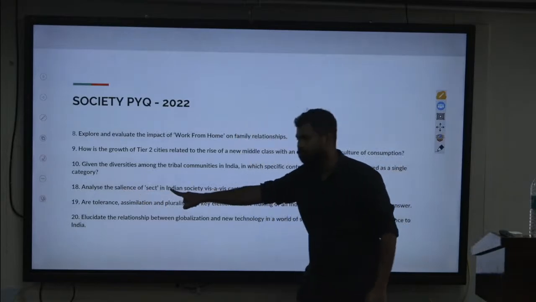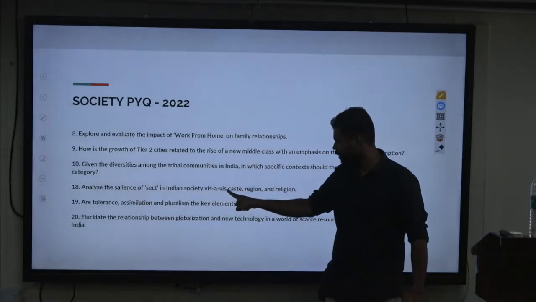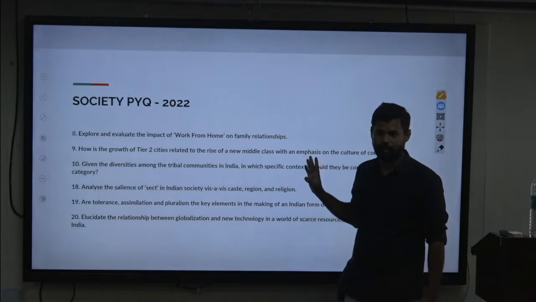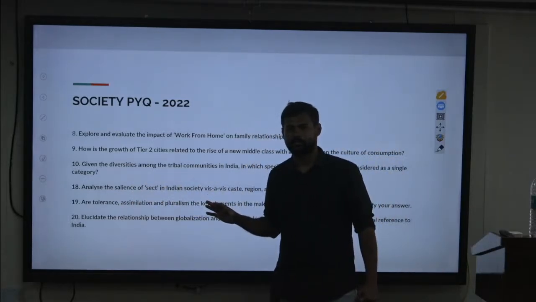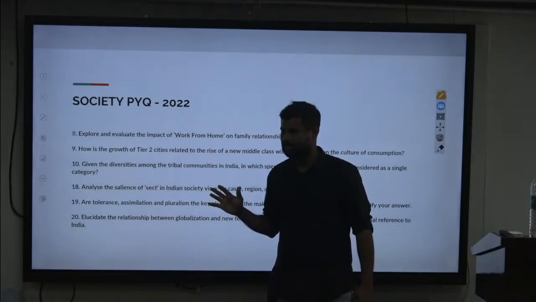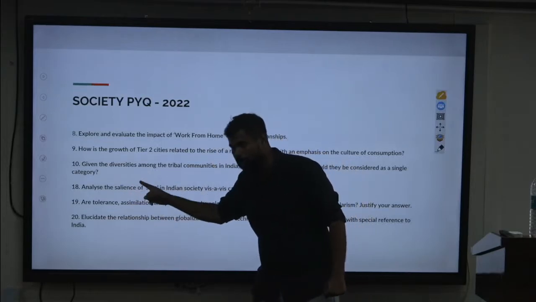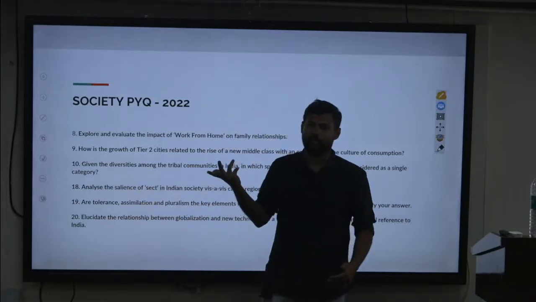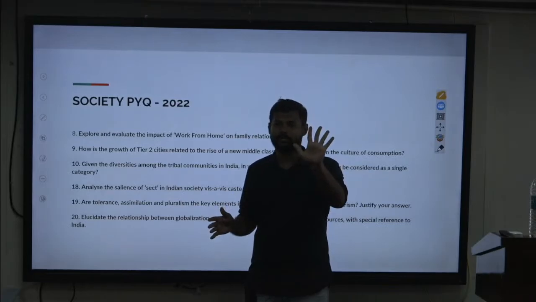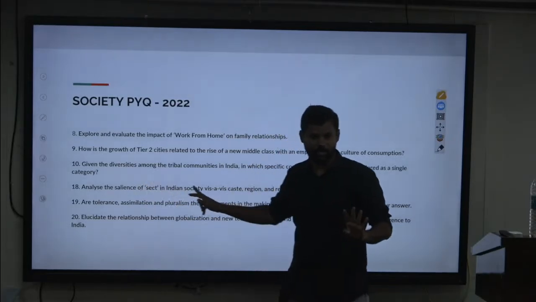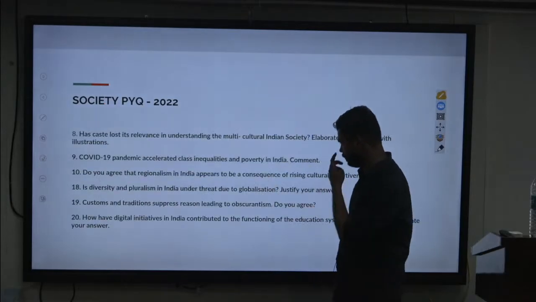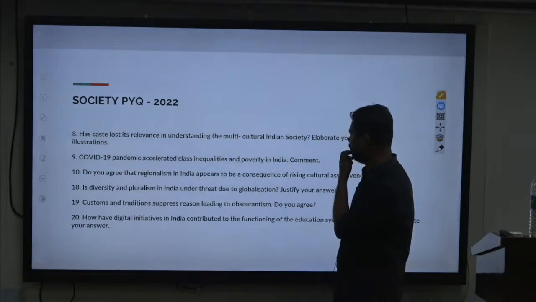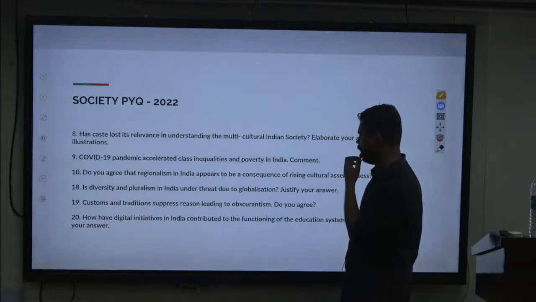Analyze the salience of sect in Indian society with regards to caste, region and religion. Read this again 4 or 5 times, you will understand what salience is. It can be importance, it can be significance. Are you understanding this? Just because you don't know the term salience, don't sit and think, oh I don't know, I may interpret wrong. Read it 3 to 4 times. You would have got the competency to make sense of what that question is overall trying to tell you. Got it? So this is done.